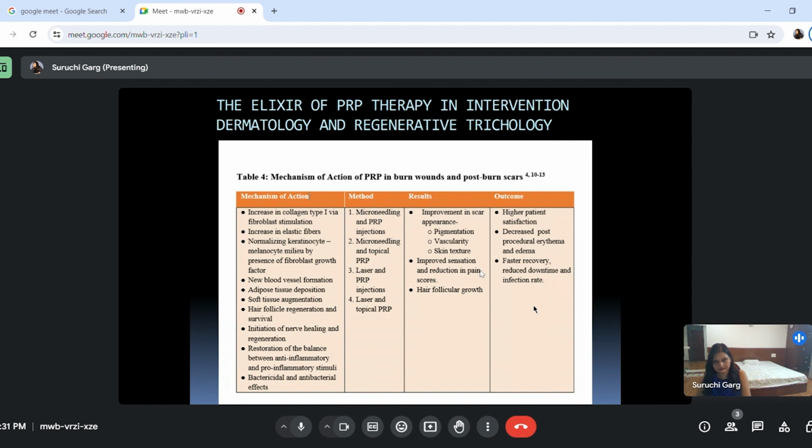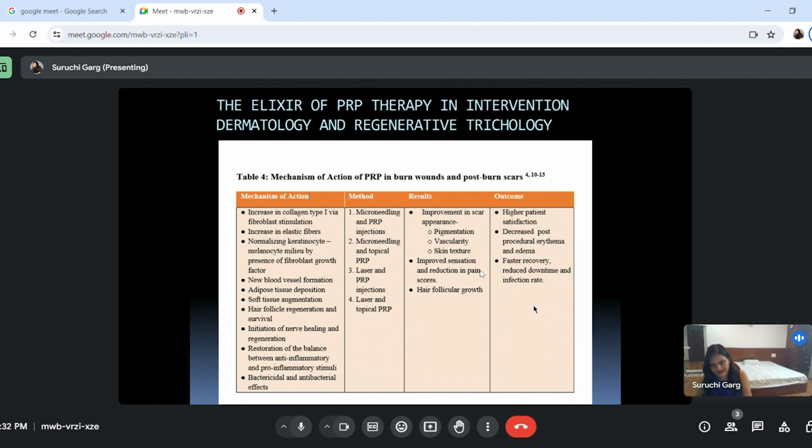Now, how does PRP help in post-burn scars? Well, we've mentioned it in our book, The Elixir of PRP Therapy in Intervention Dermatology and Regenerative Trichology. Overall, the mechanism of action of PRP here is to improve collagen type 1 via fibroblast stimulation. There's an increase in elastic fibers. There is a keratinocyte and melanocyte milieu by presence of fibroblast growth factors. There's new blood vessel formation. There is adipose tissue deposition, soft tissue augmentation, hair follicle regeneration and survival. There is initiation of nerve healing and regeneration, and restoration of balance between anti-inflammatory and pro-inflammatory stimuli.